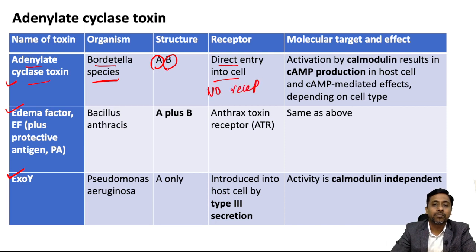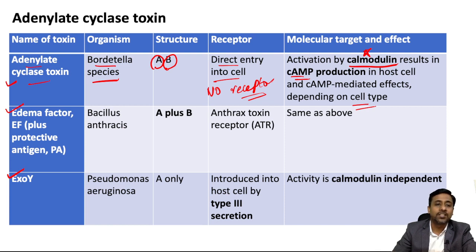This adenylate cyclase released by Bordetella species remains inactive and requires activation, which is mediated by calmodulin. So activation of adenylate cyclase occurs in the presence of calmodulin, and once activated, it results in cyclic AMP production in the host cells, and then cyclic AMP mediated effects depending upon the cell type. So this is the first toxin of the adenylate cyclase toxins, easy to remember.